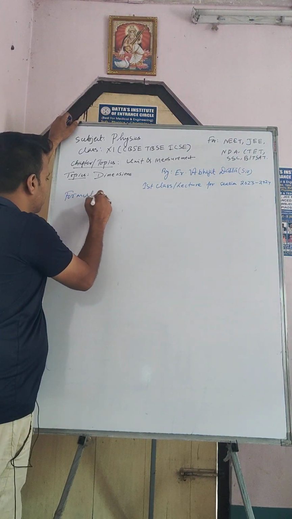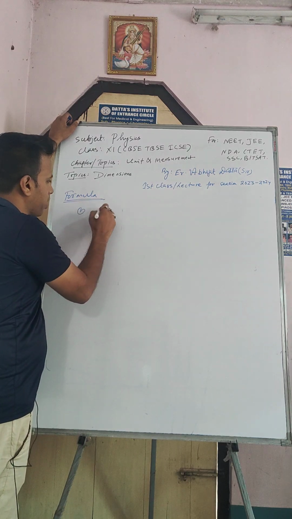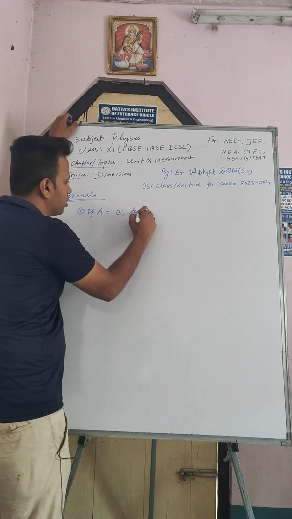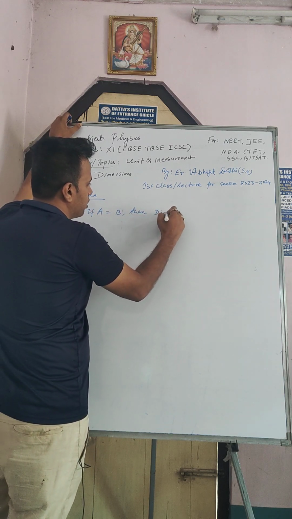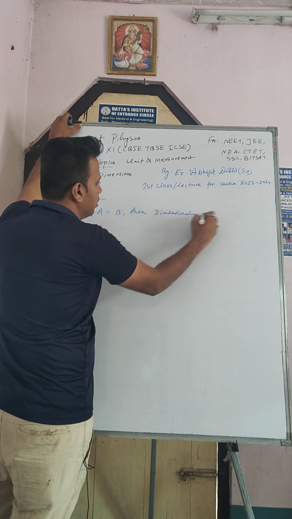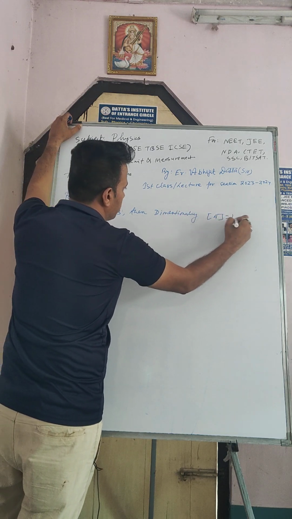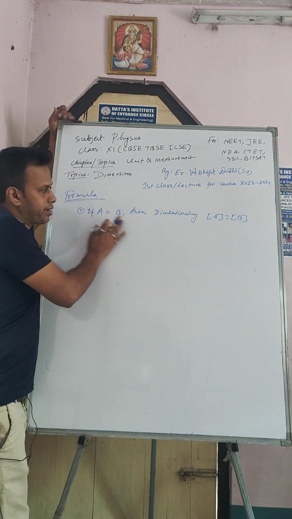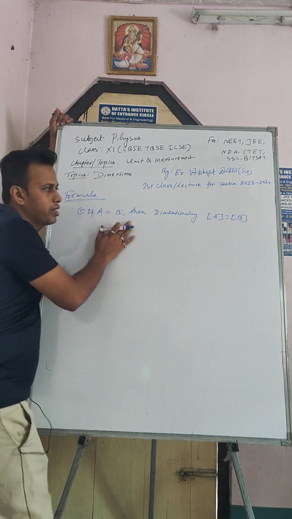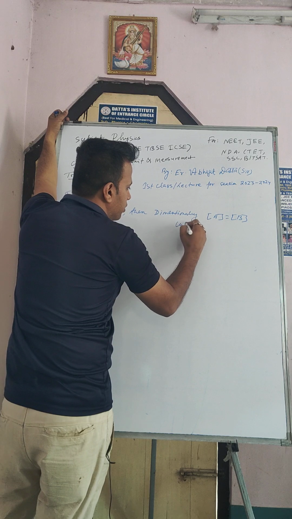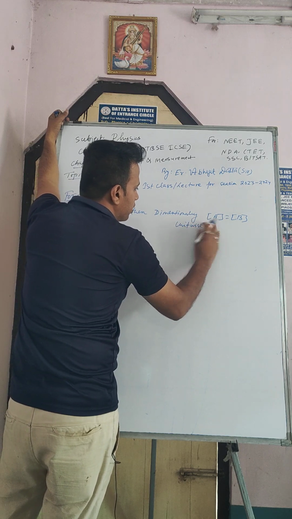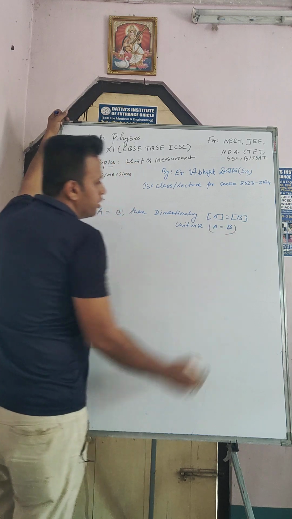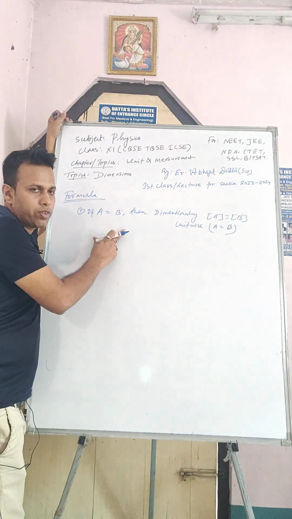Formula. In dimensions, if A equals B, then dimensionally A equals B. That is, if A and B are any physical terms, then the dimension and unit will be the same. Dimensionally they are equal, and unit wise they are equal. The unit of A and the unit of B will be equal.